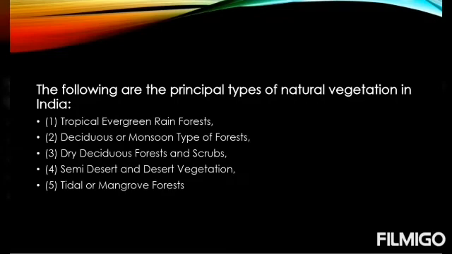The next topic is the main types of natural vegetation in India. In India, there are 5 main types of natural vegetation. The first one is tropical evergreen forest. The second one is deciduous or monsoon type of forest. The third one is dry deciduous forest. The fourth one is semi-desert and desert vegetation. The last one is mangrove forest.